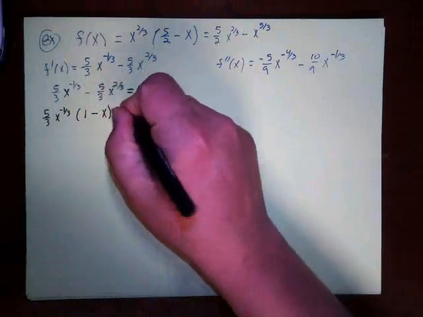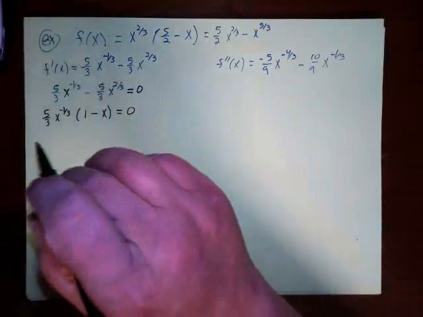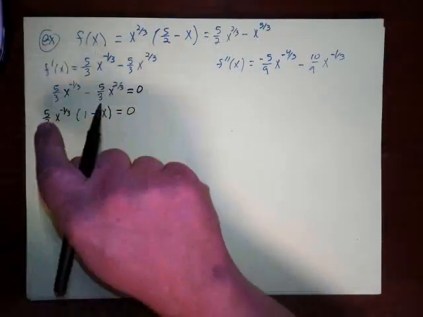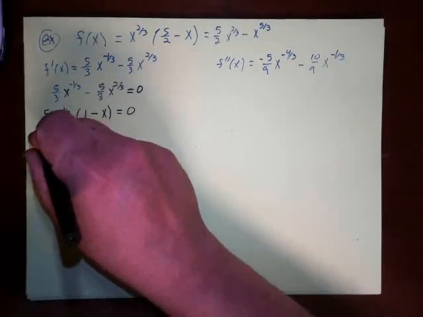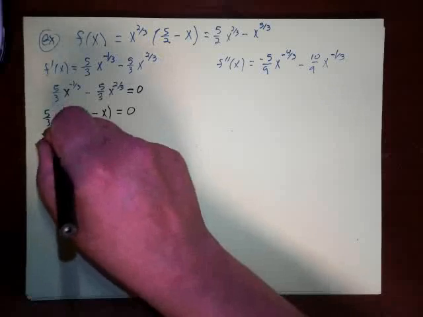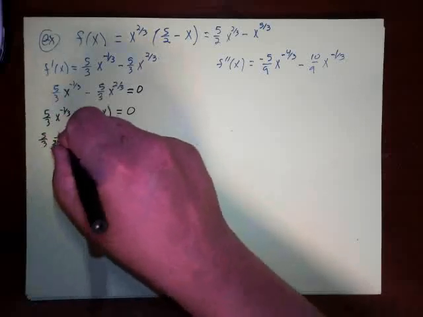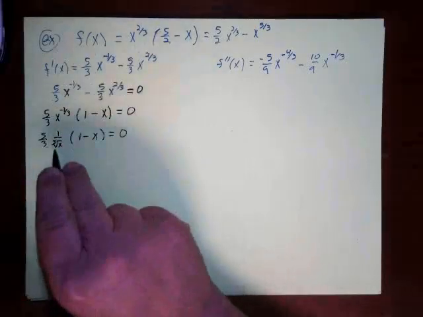Okay, and so this is just the most efficient way of solving this, because now we find out that okay, I got two factors. This actually is equal to this. So this would be like 5/3 times 1 over the cube root of x, right? Times 1 minus x is equal to 0. So that's actually what this is.